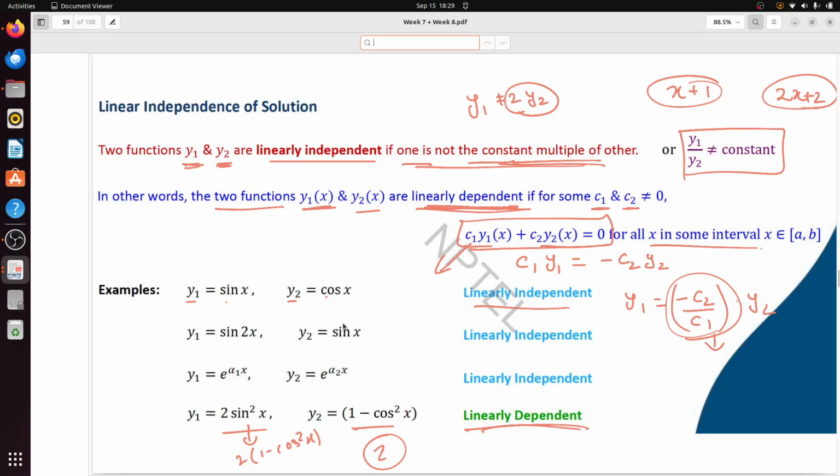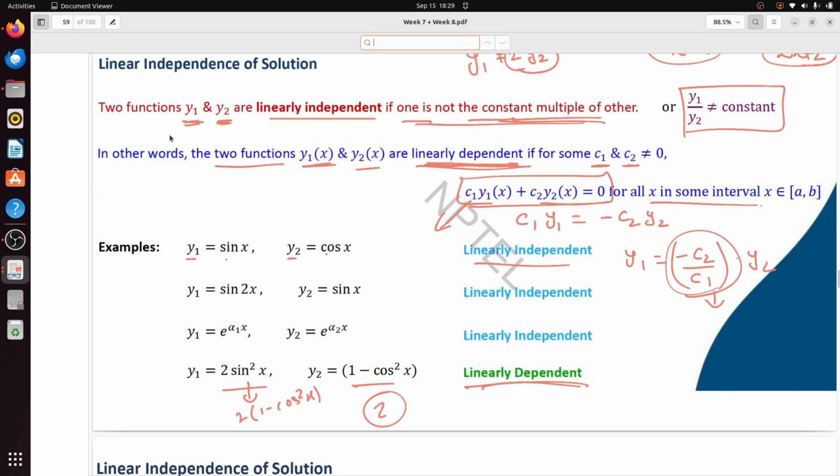Next is called linear independence of solutions. Two functions y1 and y2 are called linearly independent if one is not a constant multiple of the other. In other words, the two functions y1(x) and y2(x) are linearly dependent if for some c1 and c2 not equal to 0, you get c1 y1(x) plus c2 y2(x) equal to 0 for all x in some interval, x belongs to (a, b).